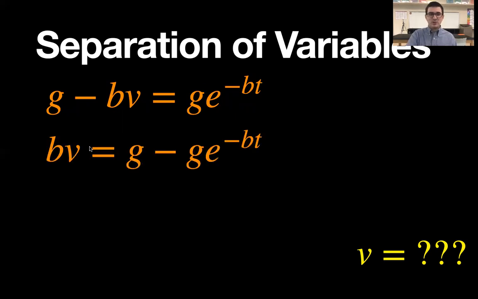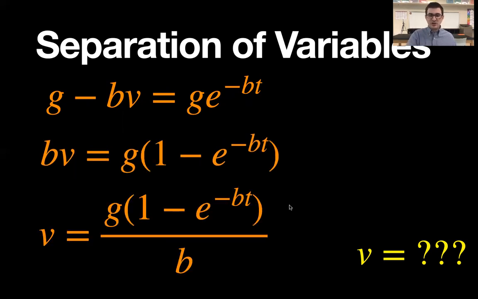And then we can move the g to the other side, multiply by -1, and then we could factor out a g, and then divide both sides by b, and we get the actual answer that was given in the problem.